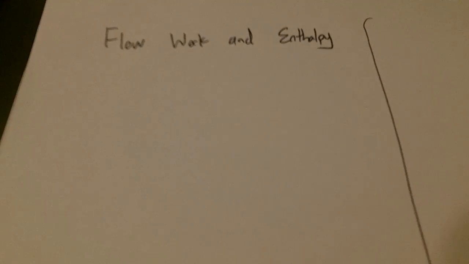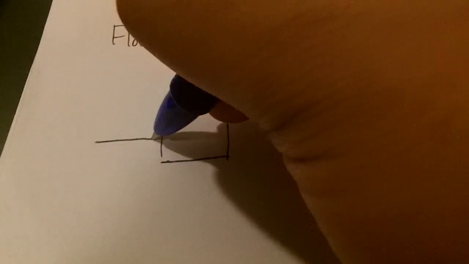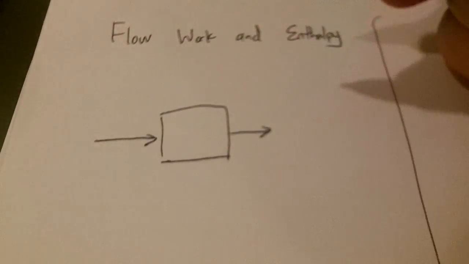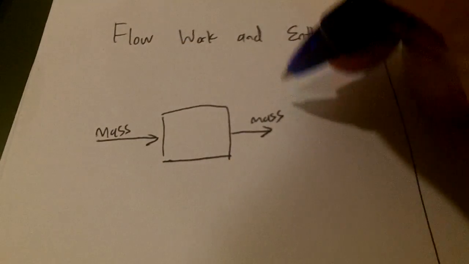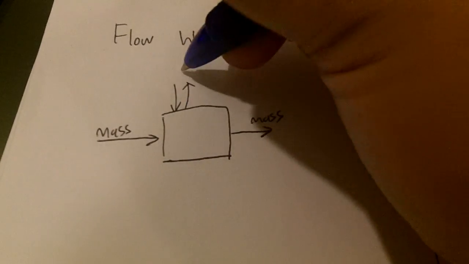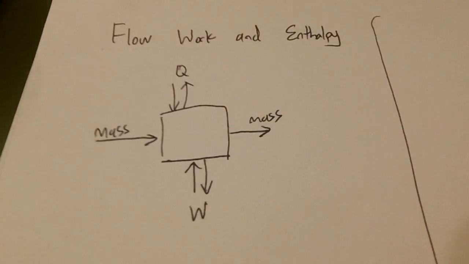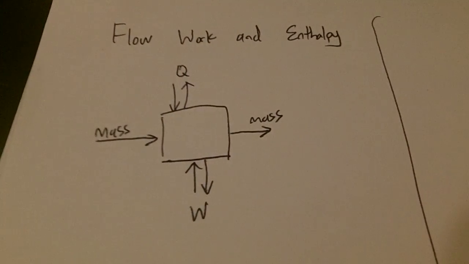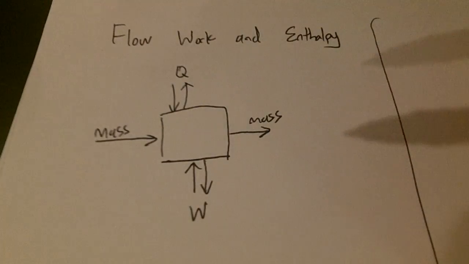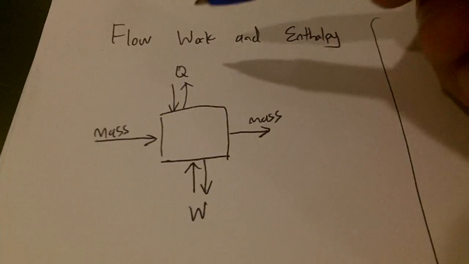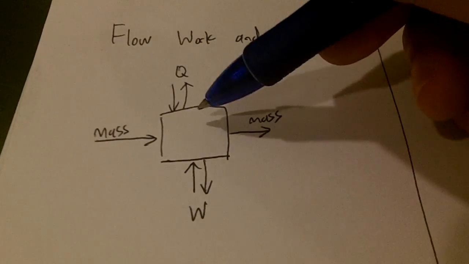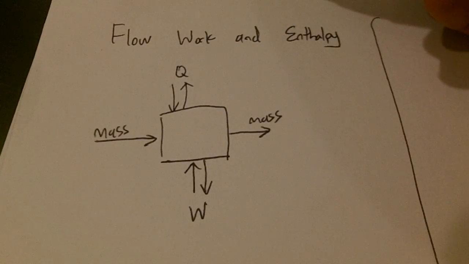let's say you have an energy balance on a system with mass flows going in and out, and you have heat and work interactions. And let's say these mass flows are fluids, and the control volume or your system is actually a fluid system.